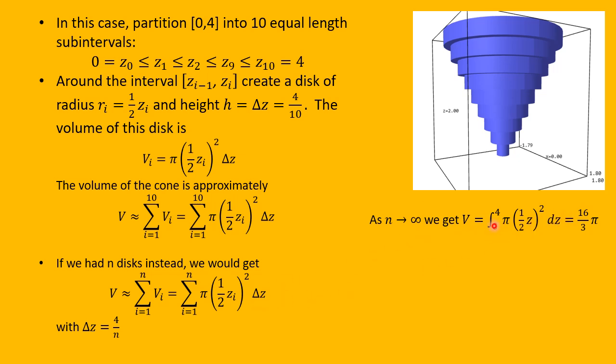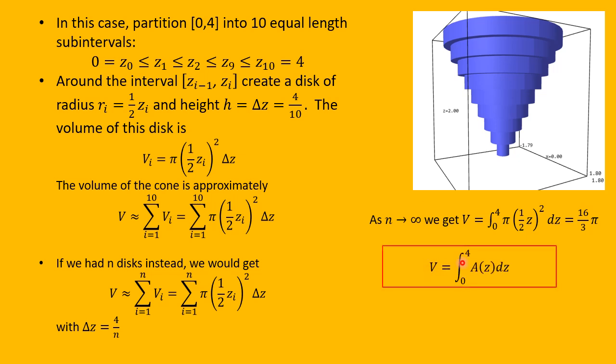And this is an easy calculus 1 integral to evaluate. When you evaluate it, you'll get 16/3 times pi. So the volume of the cone is 16/3 pi cubic units. If you're measuring the axes in inches, for instance, this would be 16/3 pi cubic inches.